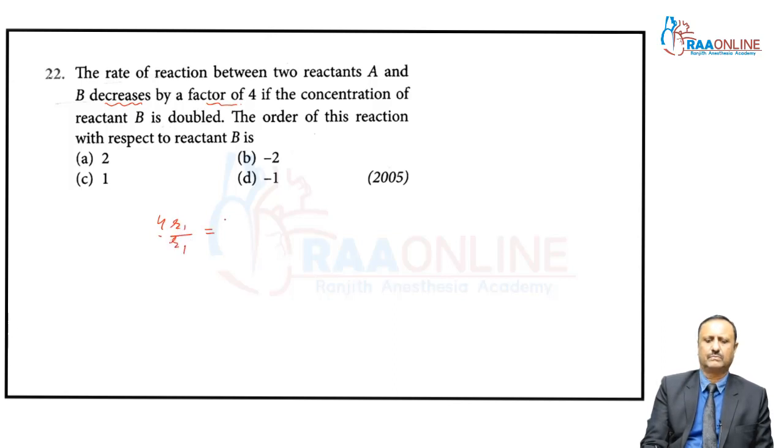Here, R1 upon R2 is equal to K A to the power x into B to the power x upon K A to the power x into 2B to the power x, because here you can see the two reactants A and B, and the rate decreases by a factor of 4 if the concentration of reactant B is doubled, only B is doubled. So, we can take the two reactants, but A is constant, so it is cancelled.